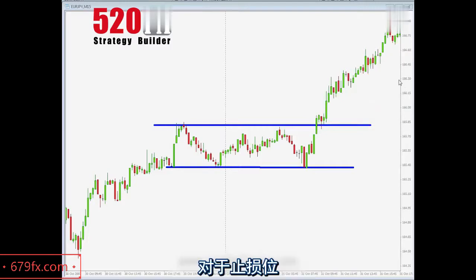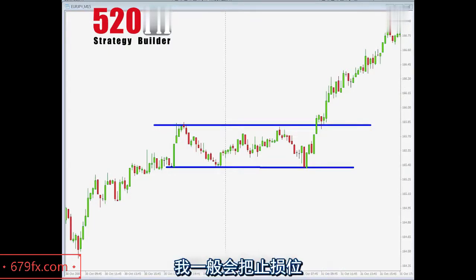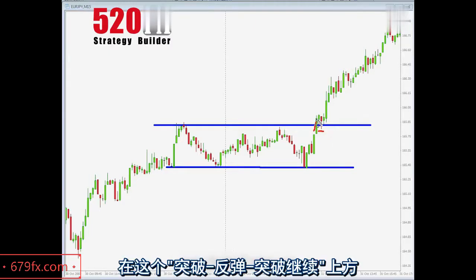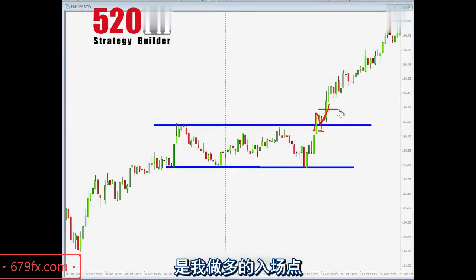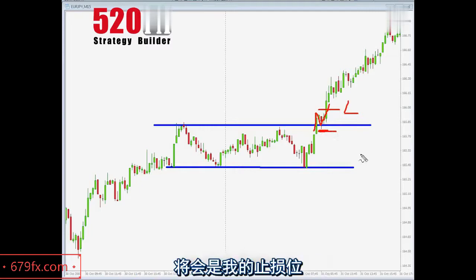All right. As far as stop losses go, as usual, whenever I'm trading a breakout pullback continuation type of entry, I like to place my stop loss order below the low of the pullback aspect. Okay, so if we have the breakout pullback continuation, this would be my long entry, and right below, 2, 3, 4 pips below the pullback aspect, that would be my stop loss.